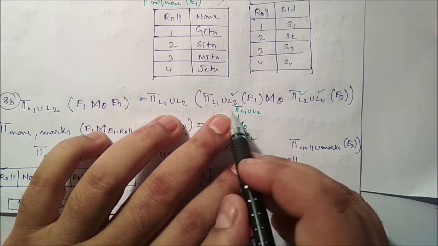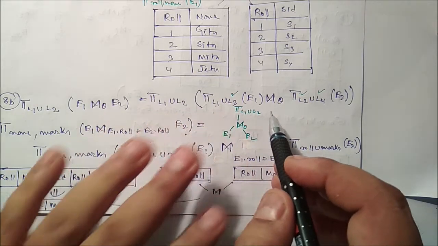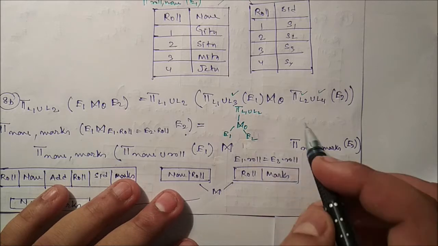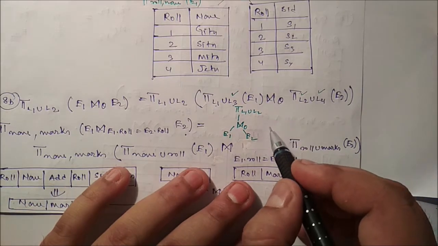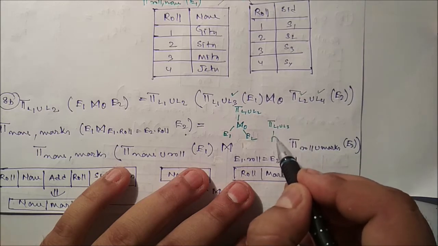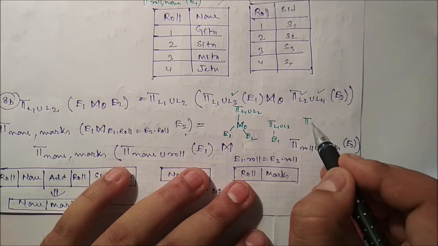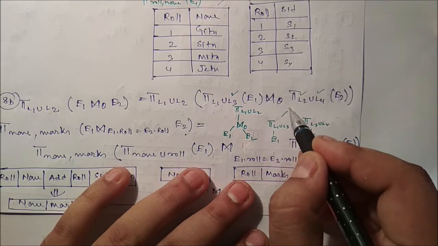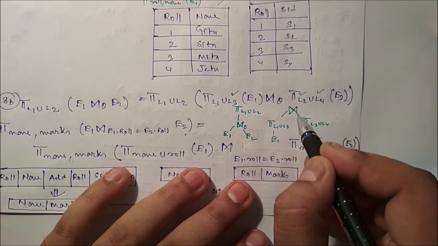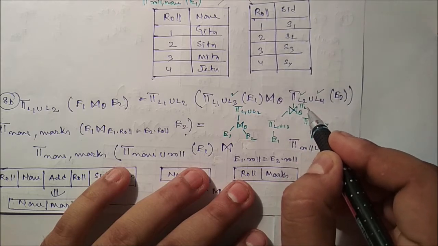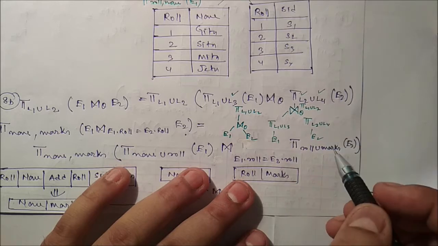If attributes are not required for the join or for the output, we have to discard those attributes. That means here we apply the projection operation L1 union L3 first on E1, and then apply L2 union L4 on E2, and then we can apply the theta join condition, and after that definitely we need L1 union L2.